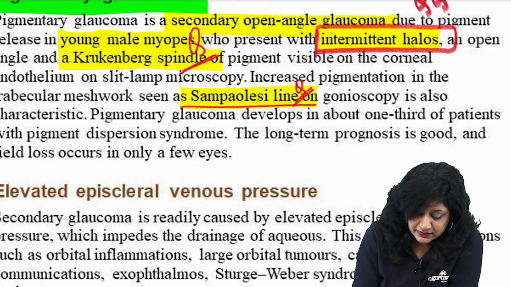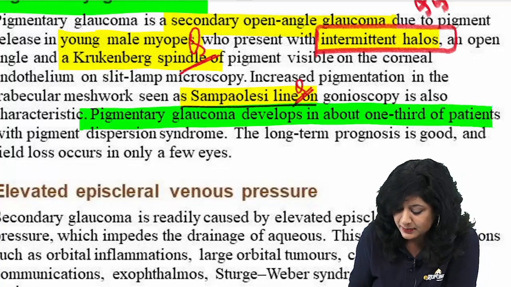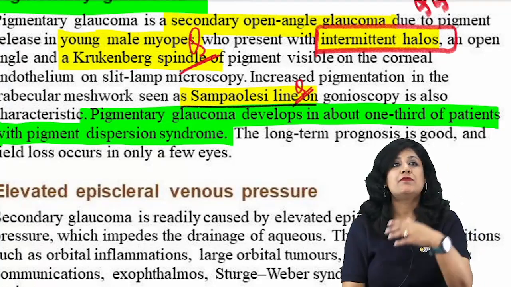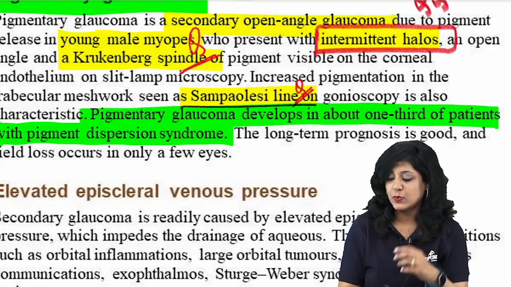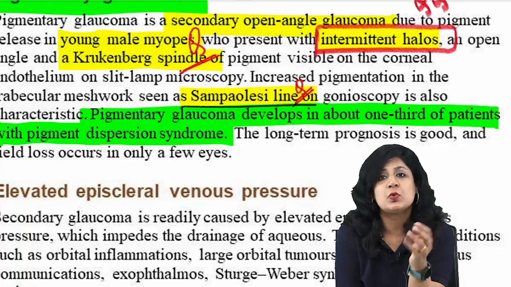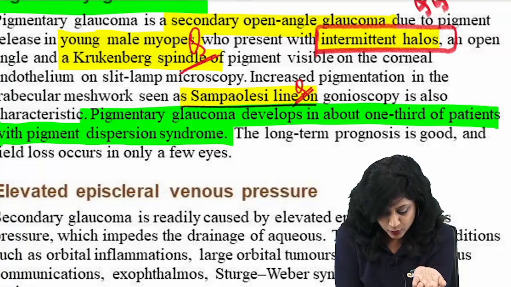And another important thing is that pigmentary glaucoma develops in 1/3 of the patients with pigment dispersion syndrome. So, whenever you are having pigment dispersion syndrome, not every patient will actually develop glaucoma, but yes, 1/3 of the patients who have pigment dispersion syndrome will develop pigmentary glaucoma.